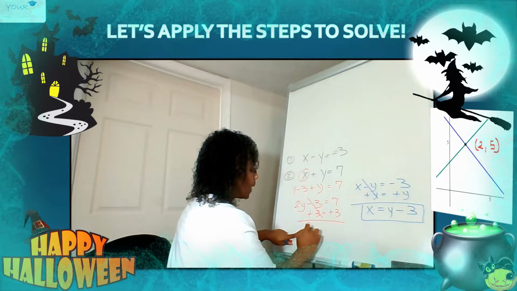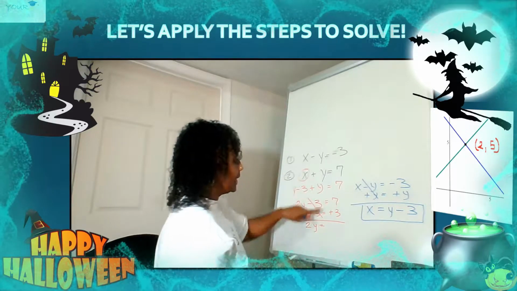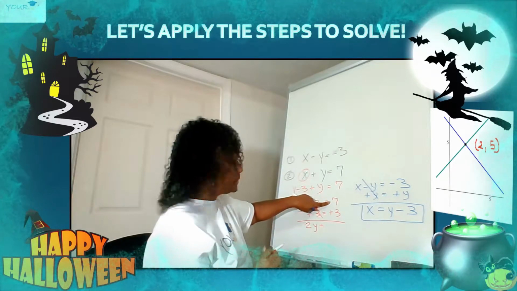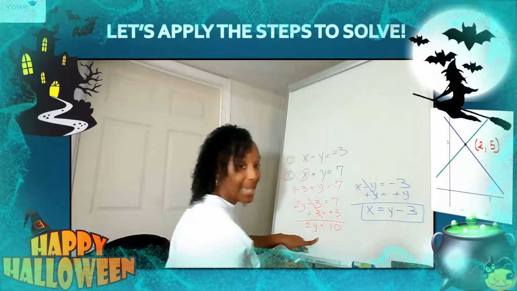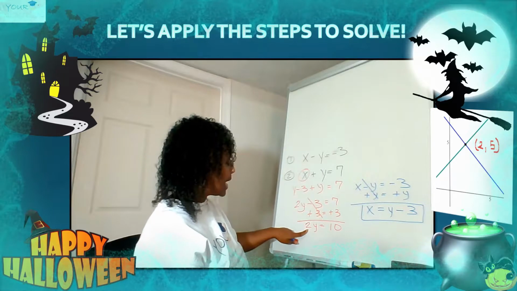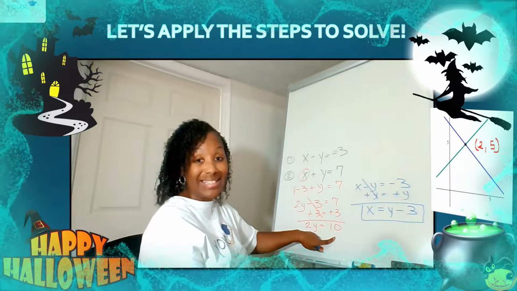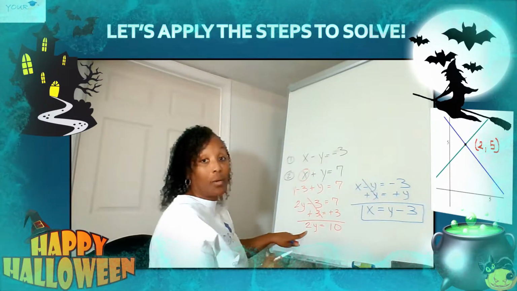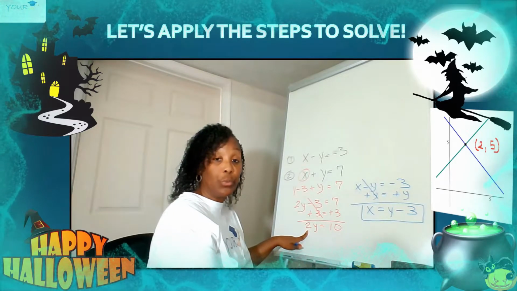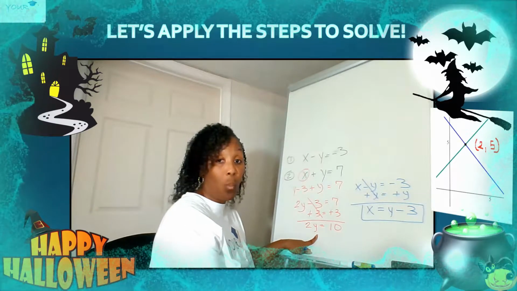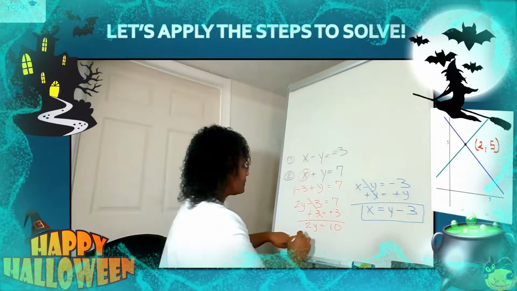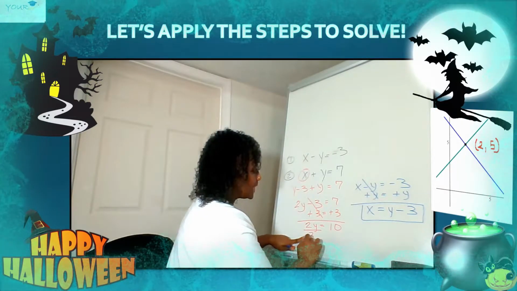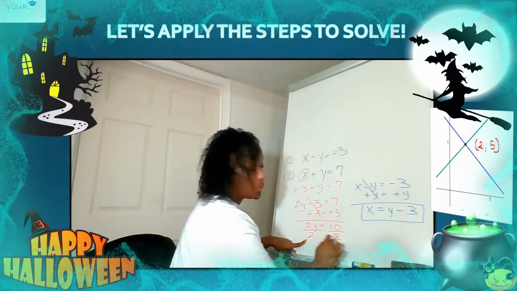Leaving me with 2y equals, here I have a positive 7 plus 3 will give me 10 because I'm adding them together. And now I have 2y equals 10. So now I know that I need to get rid of my 2 in order to isolate my y. And the only way that I can do this is by dividing by 2 here and dividing by 2 here.